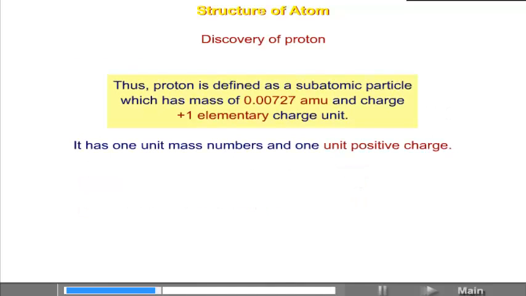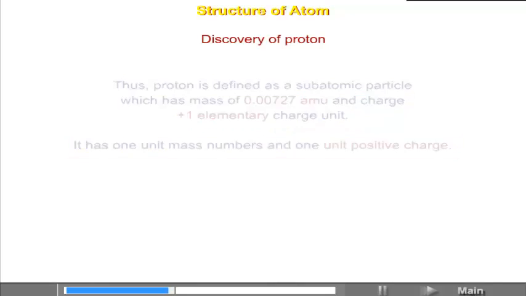Thus, proton is defined as a subatomic particle which has mass of 1.00727 AMU and charge plus 1 elementary charge unit. It has 1 unit mass number and 1 unit positive charge.